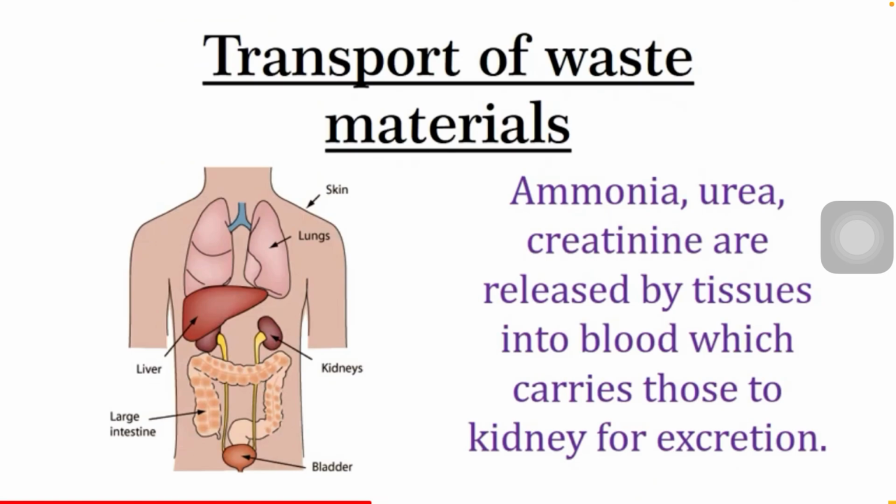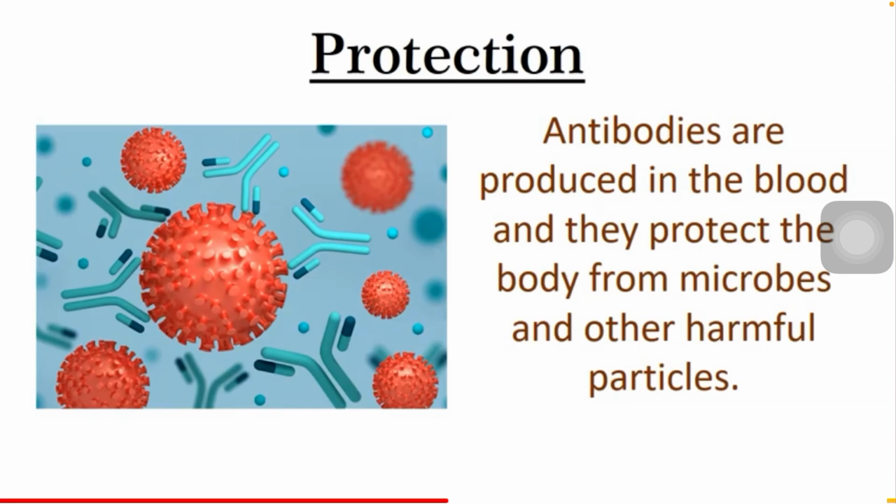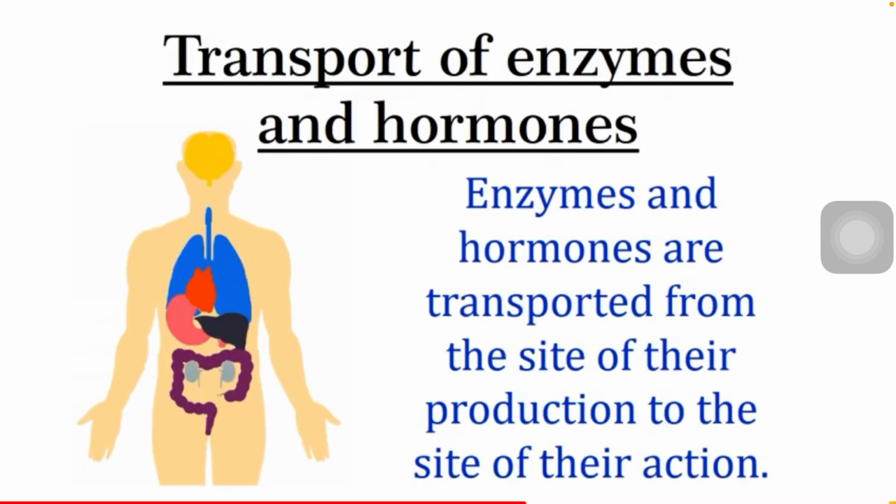Next is transport of waste materials. Nitrogenous waste like ammonia, urea, creatinine are released by tissues into blood, which carries those to the kidney for excretion. Next function is protection. Antibodies are produced in the blood and they protect the body from microbes and other harmful particles. Transport of enzymes and hormones. Blood transports the enzymes and hormones from the site of their production to the site of their action.